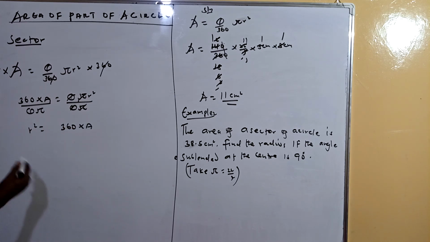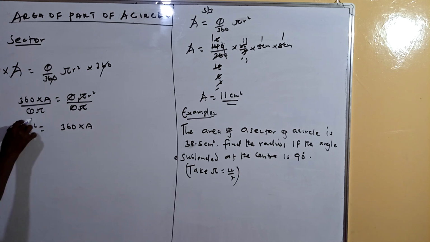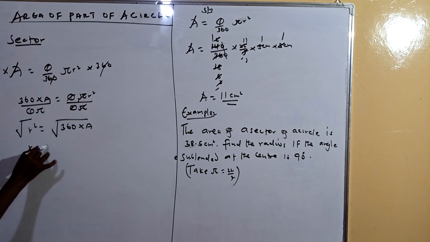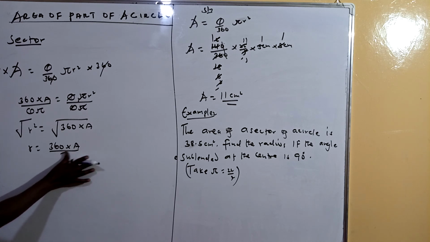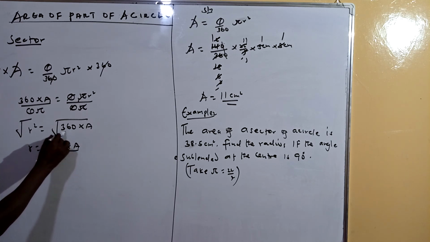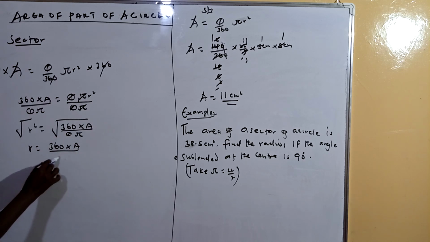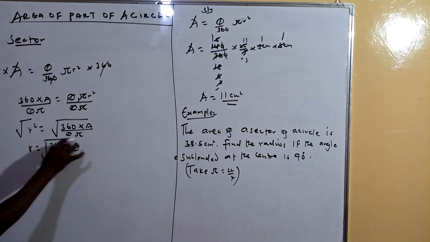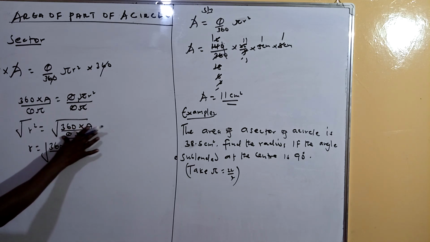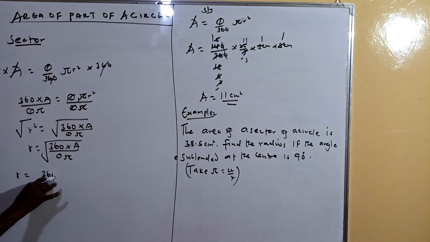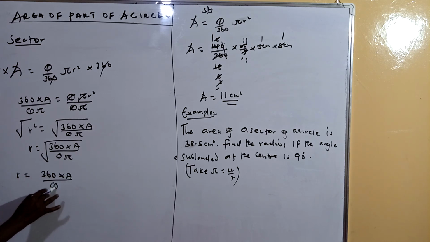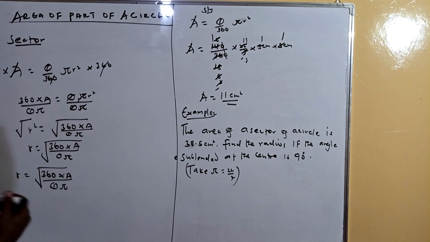To get r, introduce the root sign on both sides of the equation. So r is equal to the root of 360 times area all over theta by. Remember this: theta by, all over theta by into root. So for your information, r therefore is equal to the root of 360 times area all over theta by.